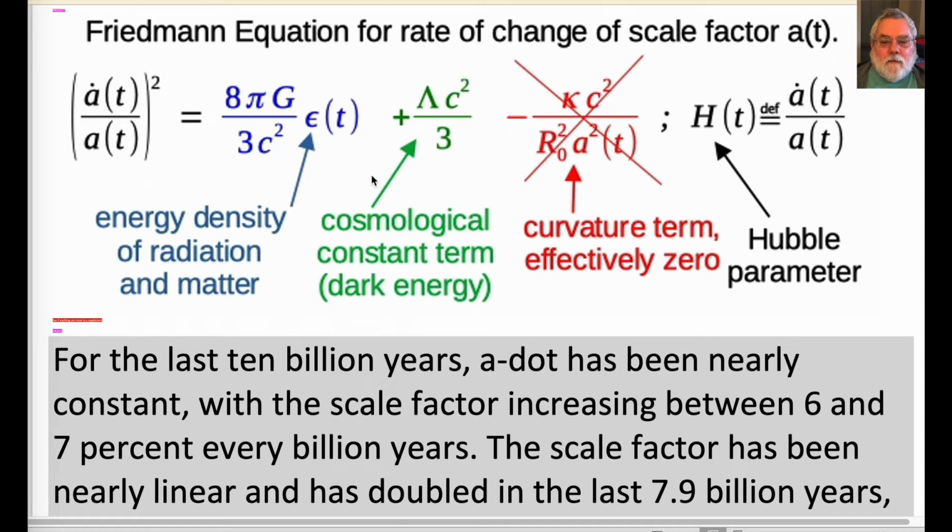Presently, the ordinary matter density of the universe is less than 10 to the minus 30 of the density of water.